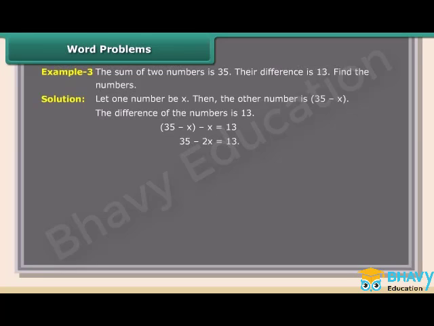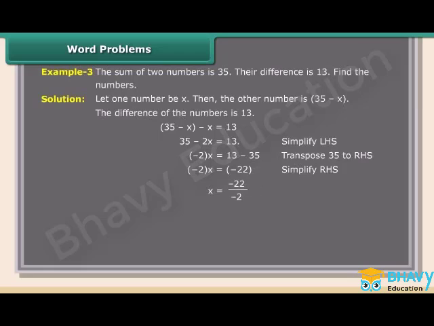x minus (35 minus x) is equal to 13. Which gives 2x minus 35 is equal to 13. Simplify LHS. 2x is equal to 13 plus 35. Transpose 35 to RHS. 2x is equal to 48. Simplify RHS. x is equal to 48 upon 2. Transpose 2 to RHS. x is equal to 24.